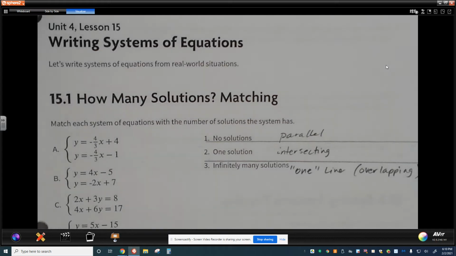Welcome to Unit 4, Lesson 15. We are writing systems of equations. Today what we're going to do is write some systems of equations from real-world situations, but we're also still going to be doing a little bit of solving some solutions or some systems.